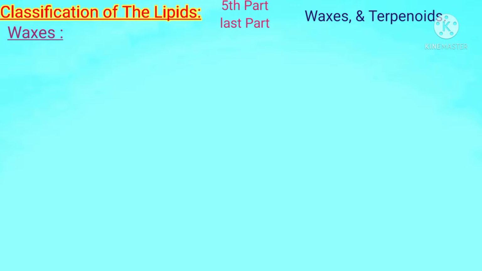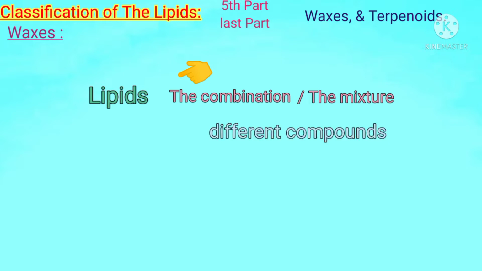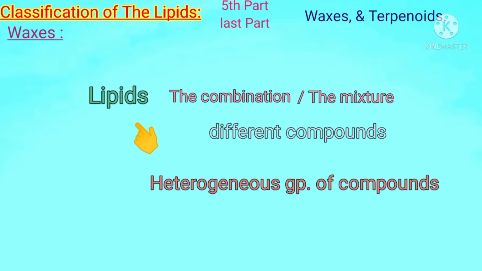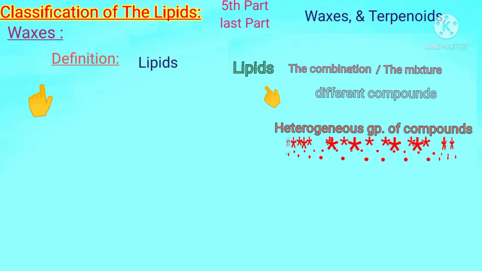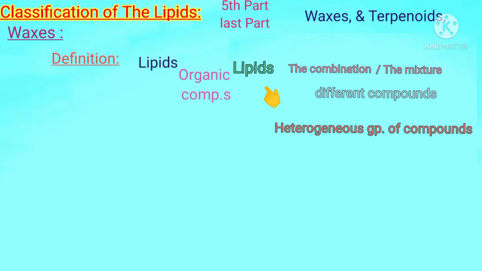Dear students, lipids are combination mixtures of various compounds. That is the nature of the lipids, because when different types of compounds associate with each other, they form a lipid. Therefore, students, the lipids are heterogeneous compounds. The same is true of the waxes, because waxes are such lipids, such organic heterogeneous compounds that are a mixture of many compounds.